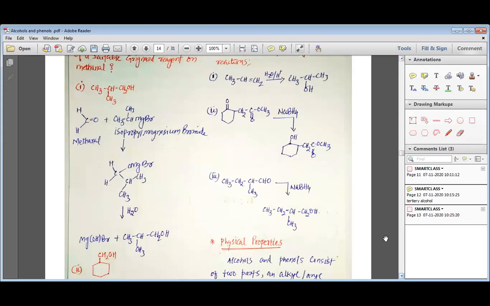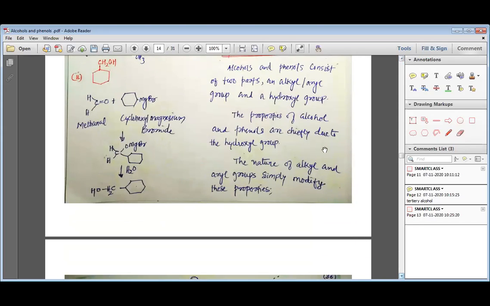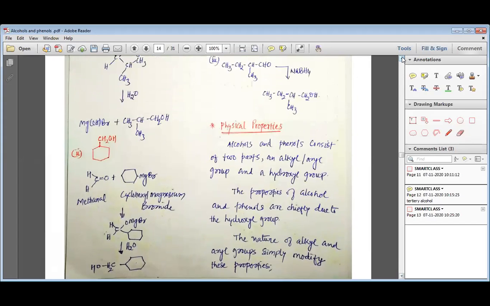Now we can move to the next one, my dear students. We want to find out 1-cyclohexyl ethanol. So to get the 1-cyclohexyl ethanol, we first take methanol and allow it to react with cyclohexyl magnesium bromide, and finally we get 1-cyclohexyl methanol.